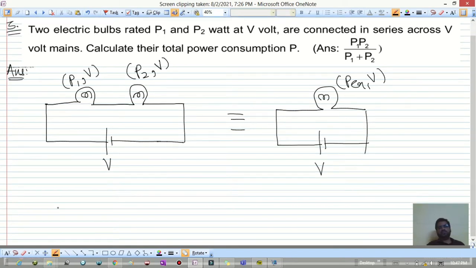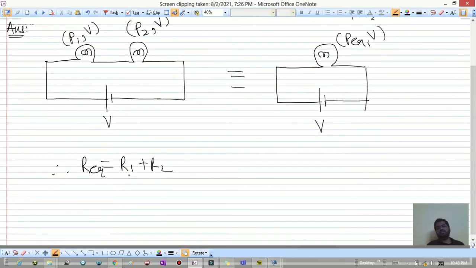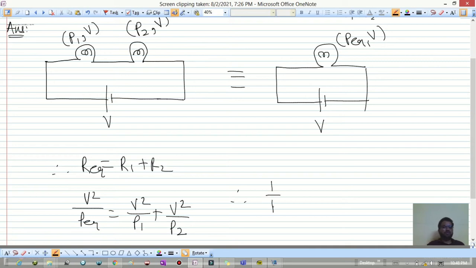So therefore the resistance R equivalent for this is equal to R1 plus R2. For in series we can add this. What is R equivalent then? It is V squared divided by P equivalent is equal to, what is R1? We have V squared divided by P1 plus, what is R2? V squared divided by P2. So therefore 1 by P equivalent is equal to 1 by P1 plus 1 by P2.